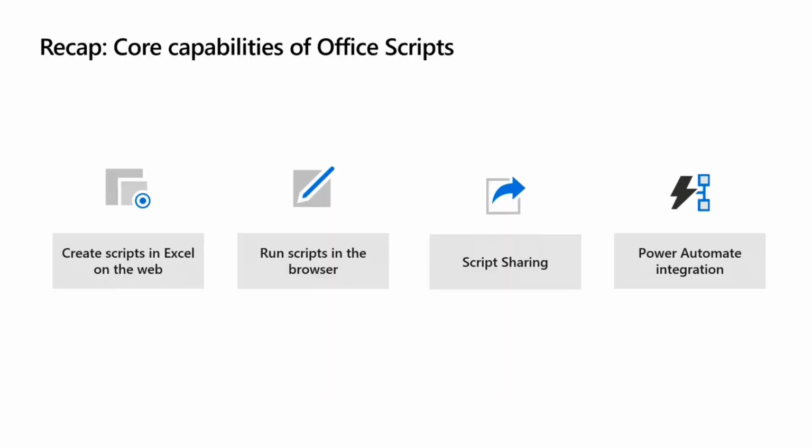As a recap, we have a couple core capabilities of Office Scripts: creating the scripts in Excel on the web, being able to run those scripts in the browser, and we'll see again that Windows functionality, the ability to share scripts with other people, and then finally Power Automate integration and being able to schedule and connect your scripts with other parts of the Microsoft ecosystem.